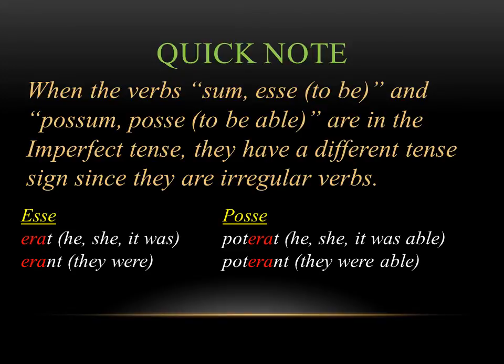On the left, with esse, you can see erat, and then with posse, poterat. The tense sign here that's telling you this is imperfect is the ERA, and you can see it on both verbs. Whenever you see ERA, it's the sign that the imperfect tense is being used.